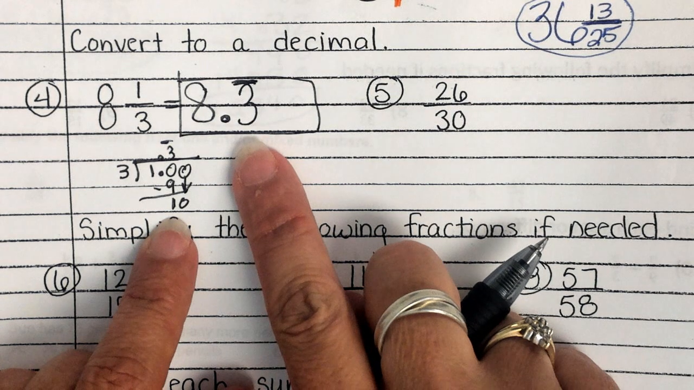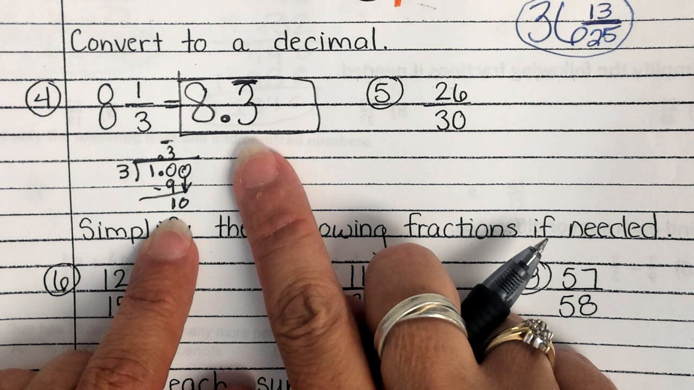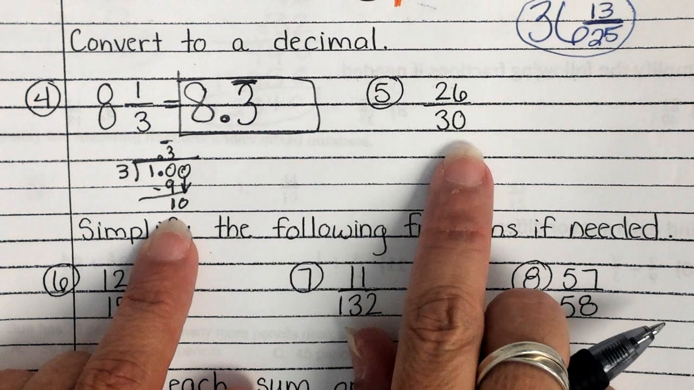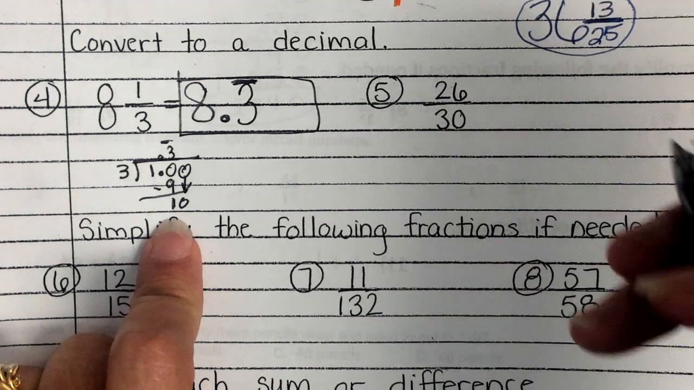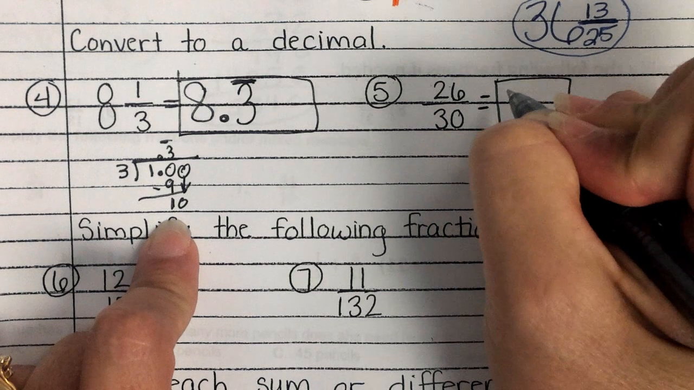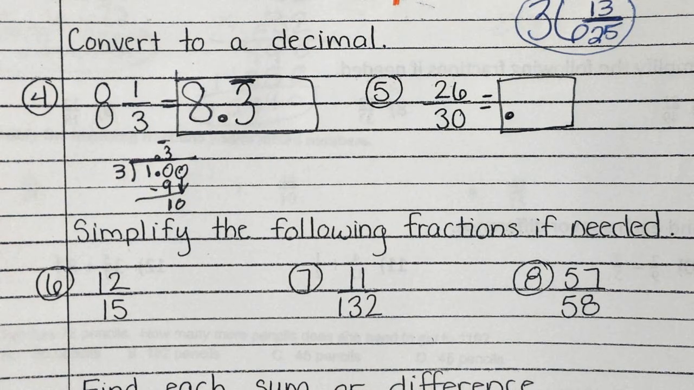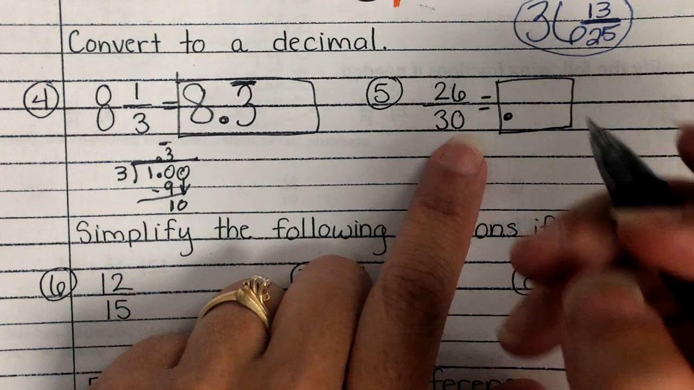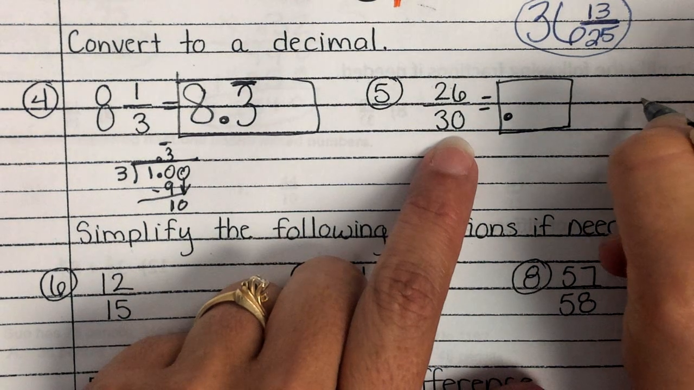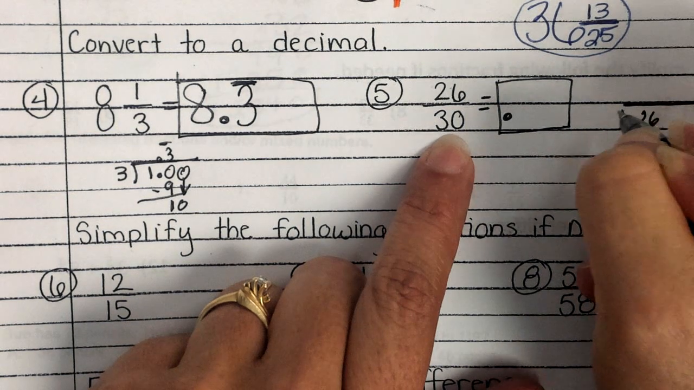Okay. So let's look at this one. No whole number in front, so it's kind of weird. It's just going to start with a decimal. Okay. 26 divided by 30. Which one goes in the house? 26.